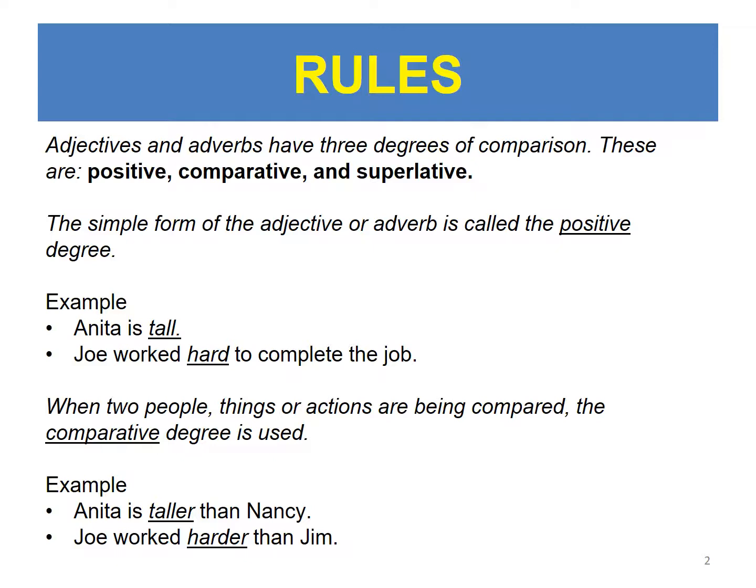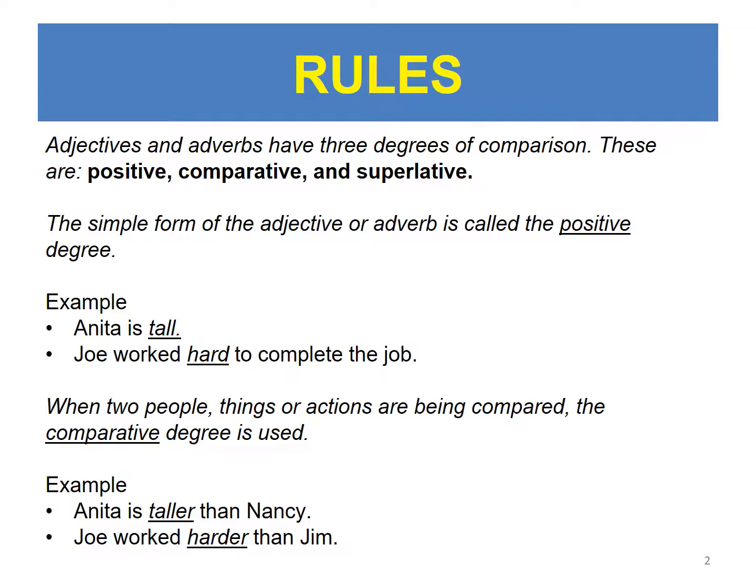Rules. Adjectives and adverbs have 3 degrees of comparison. These are positive, comparative, and superlative. The simple form of the adjective or adverb is called the positive degree. Example: Anita is tall. Joe worked hard to complete the job.